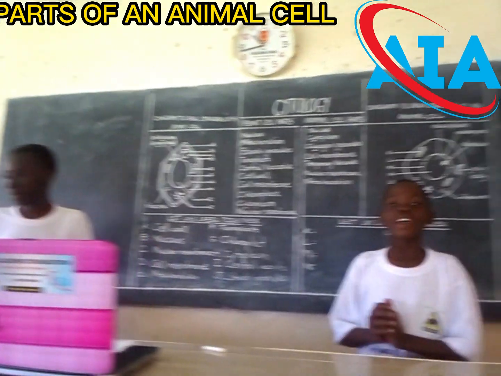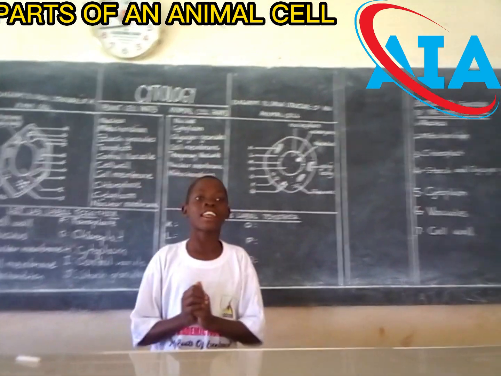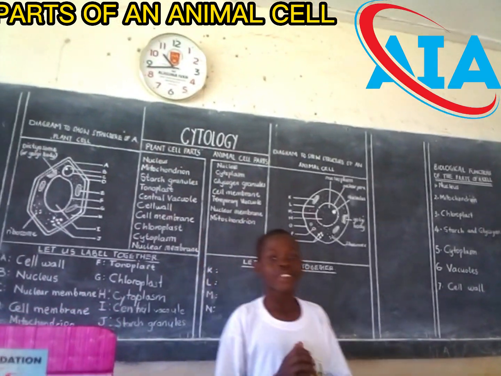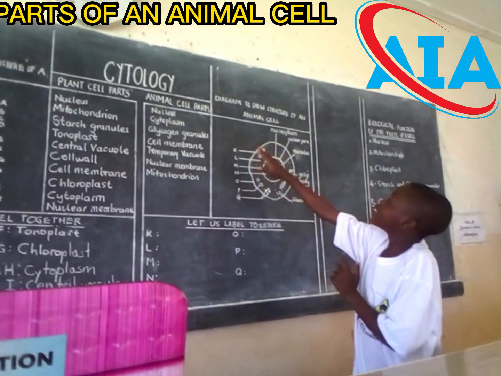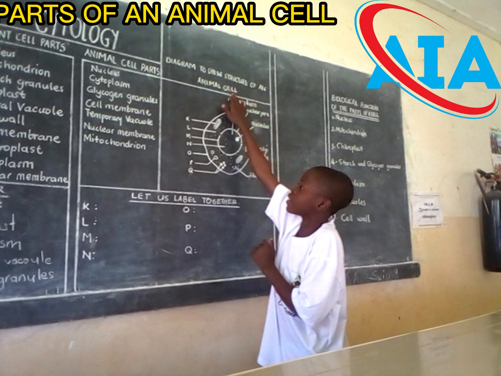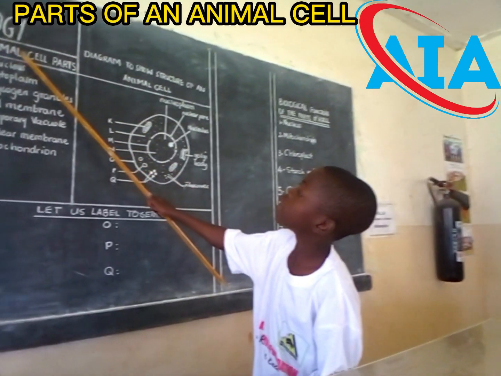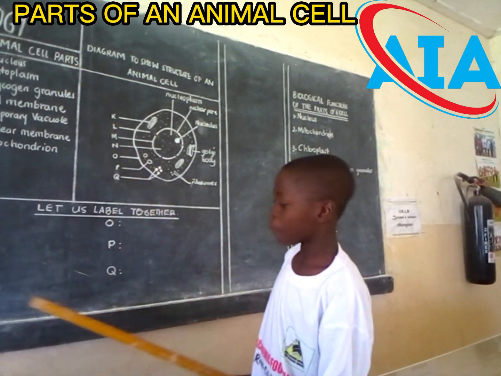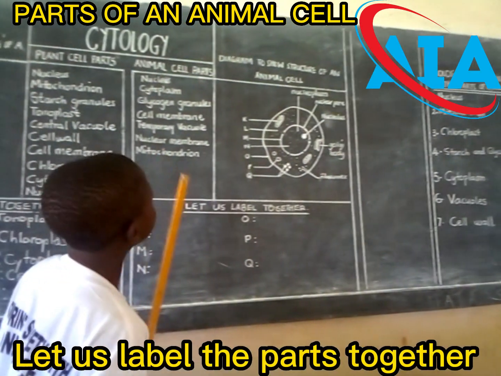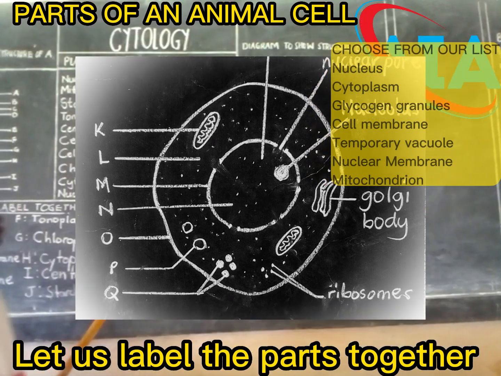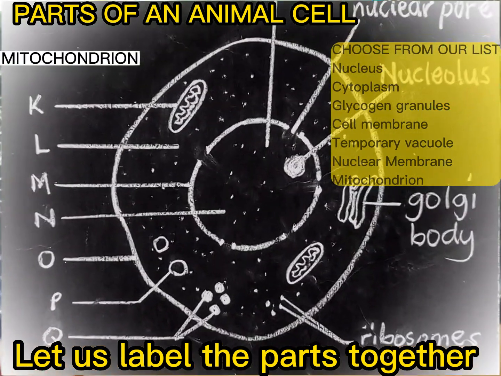So, as my colleague Mark said, I'm going to take you through the animal cells. This is the diagram to show the structure of the animal cell. And here we have the list of animal cell parts. So, what is part K? Good. Part K is the mitochondrion.